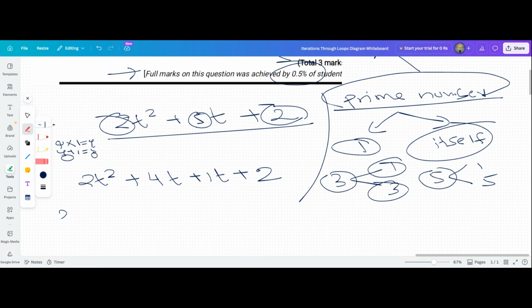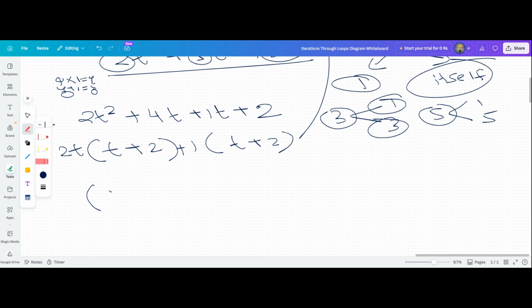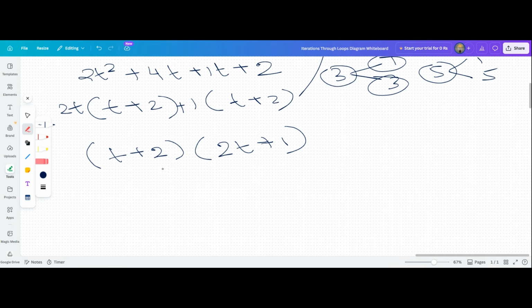Now you can take 2t as common, so it will be t plus 2, and the other bracket will be 1 plus 1. So the factors are t plus 2 and 2t plus 1. These two are the factors. It means this expression can be written as a product of these two factors, t plus 2 into 2t plus 1.